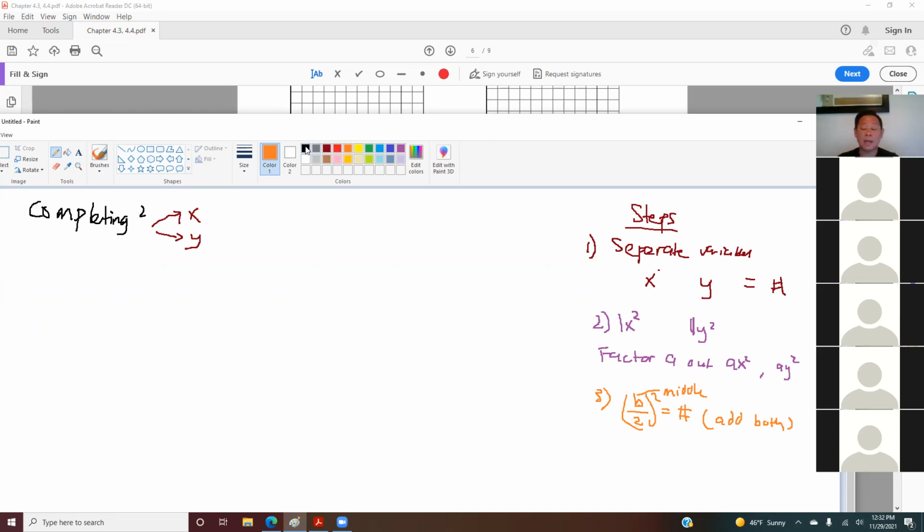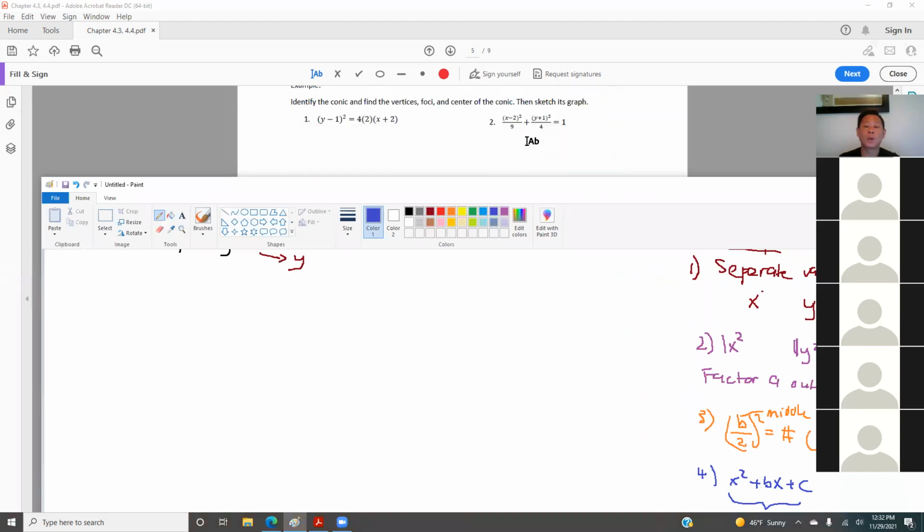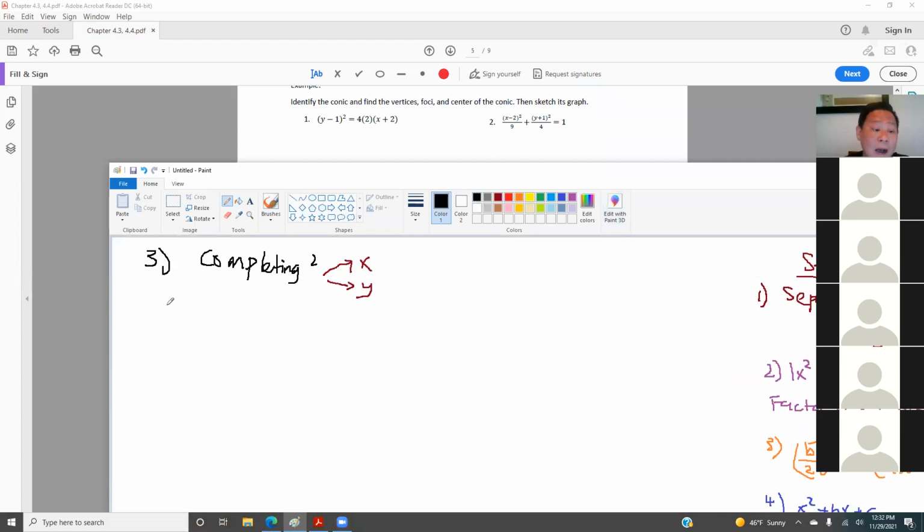What happens lastly, next is step 4. You factor it. So you will get x squared plus bx plus c. When you factor it, it is a perfect square. And the perfect square in this case is x plus b over 2. So you take the middle term and you divide by 2. Okay. And you repeat again for the y terms. And once you get this, you will get what we call completing the squares here.